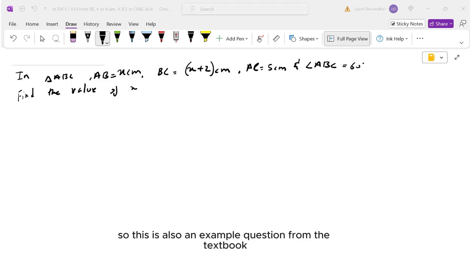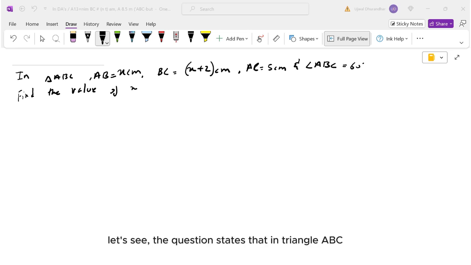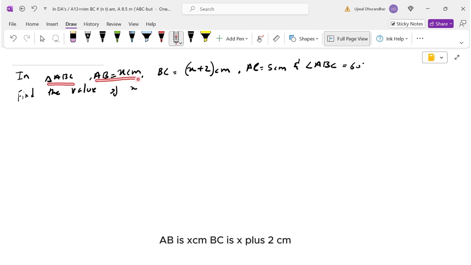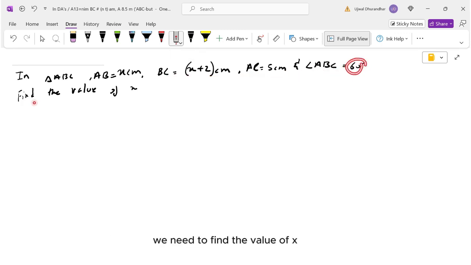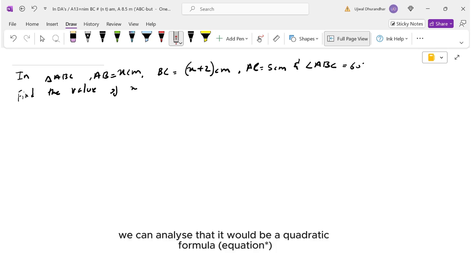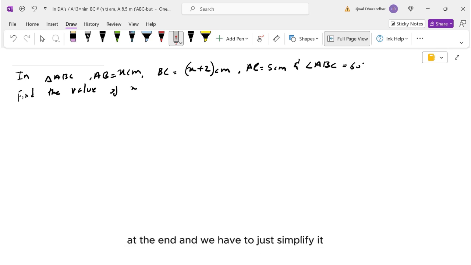Okay, so this is also an example question from the textbook. Let's see. The question states that in triangle ABC, AB is x centimeters, BC is x plus 2 centimeters, AC is equal to 5 centimeters, and angle ABC is 60 degrees. We need to find the value of x. So if you have to find the value of x, we can analyze that it would be a quadratic equation at the end, and we'll have to just simplify it.